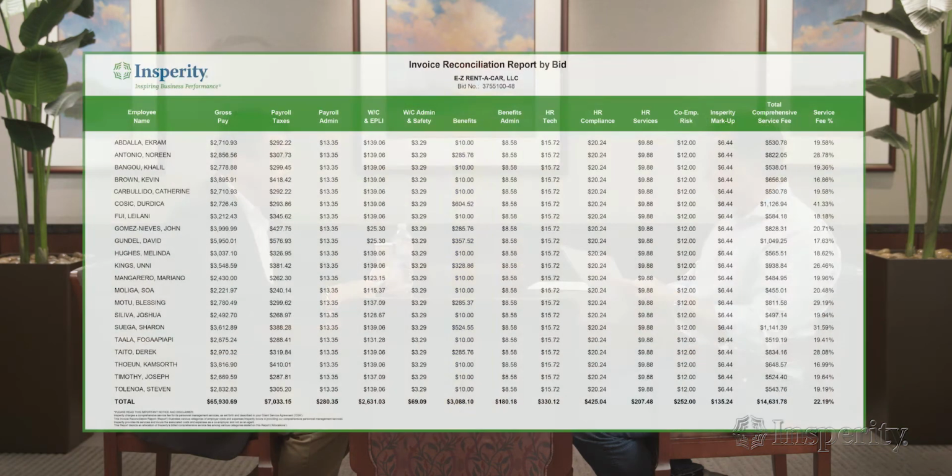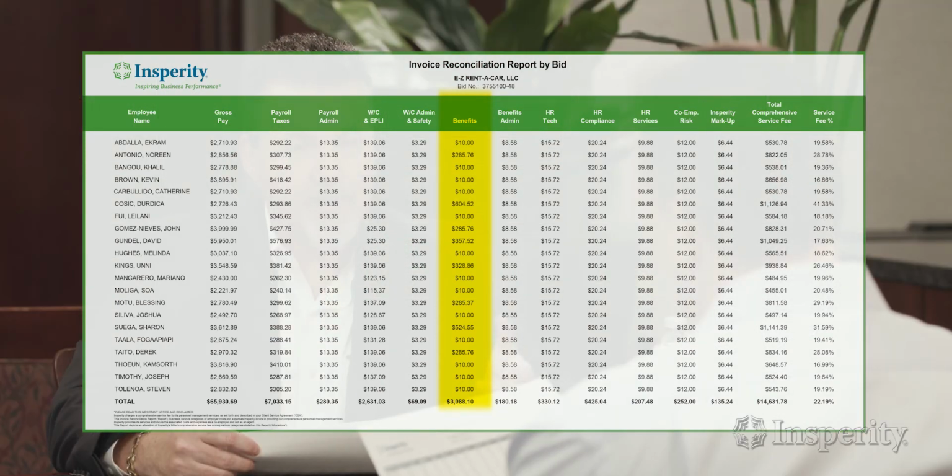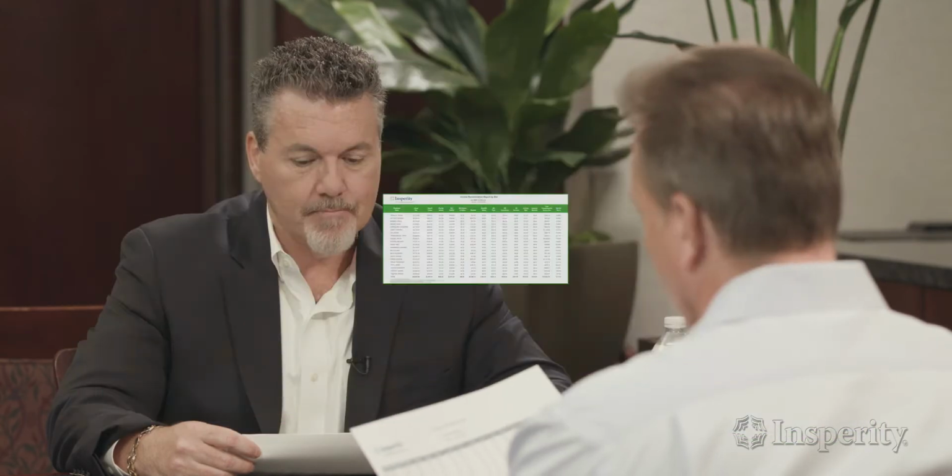Okay, so the next category is benefits. This category would cover the company's cost of providing the major medical, dental, vision, life insurance, accidental death, short-term disability, long-term disability, education reimbursement. All right. So all of those costs related to those benefits would fall under that benefits column. Education reimbursement. Wasn't aware we even offered that.